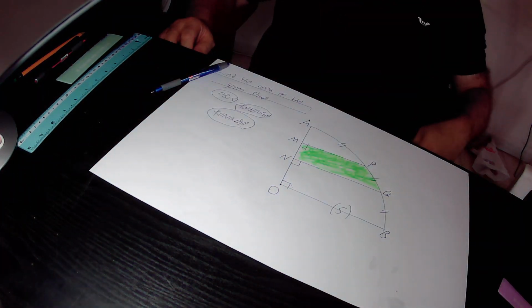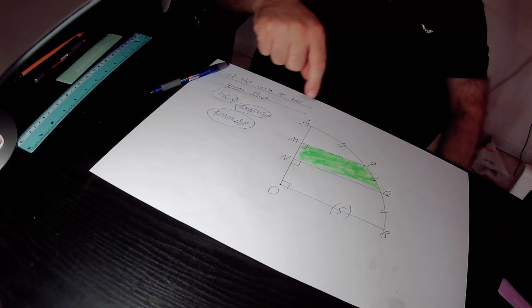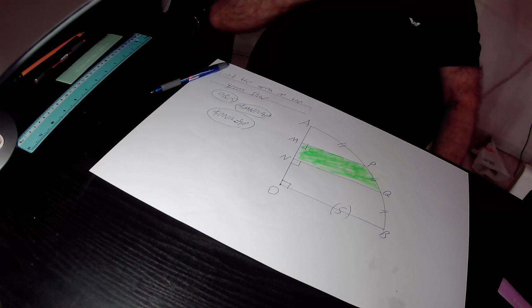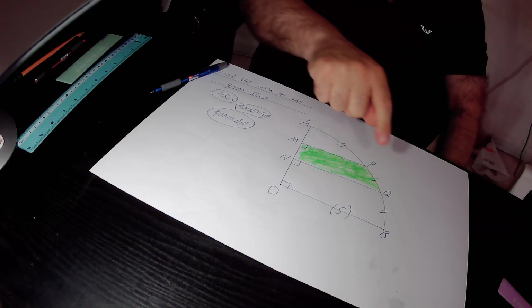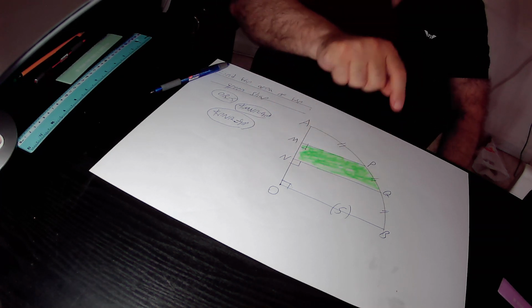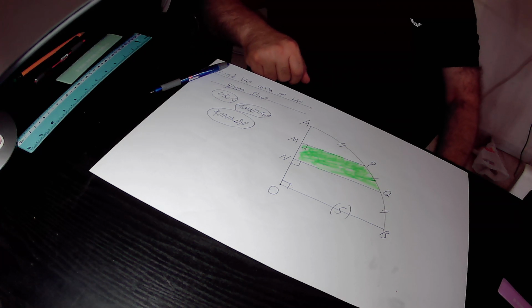And now in this lecture we'll find out the area of the green shape. In the drawing we have a quarter circle. AOB is a quarter circle. We know that the radius of this quarter circle, OB, equals 5 units in its length.